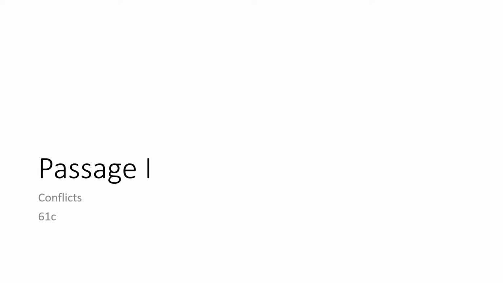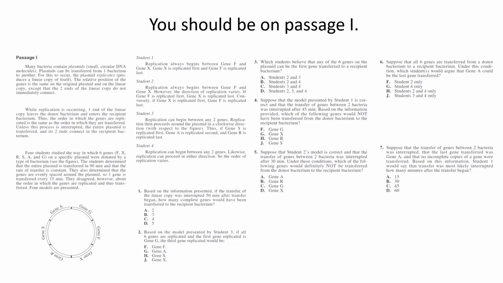This is passage 1. It's a conflicts passage in test 61C. So we identify this as a conflicts passage because we can see that there's different approaches: Student 1, Student 2, Student 3, and Student 4. These will either say student or scientist or method. It won't say study or experiment. Those are research, but that's how you identify conflicts passages.